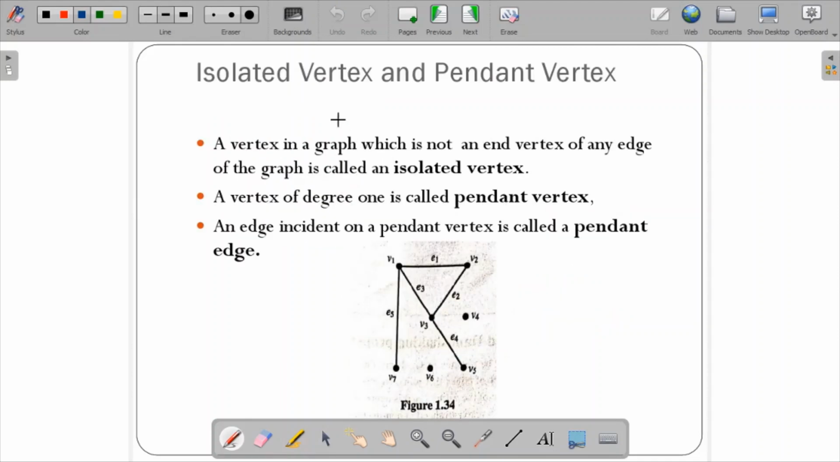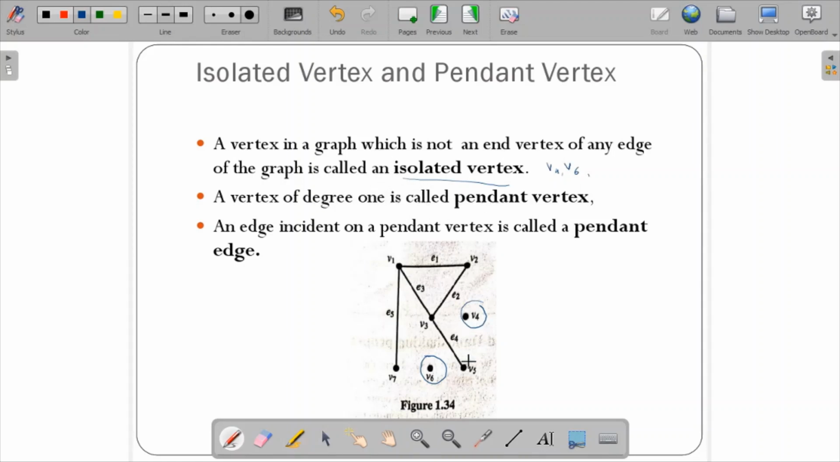Next is based on the isolated vertex and the pendant vertex. An isolated vertex is a vertex in a graph which is not an end vertex of any edge of the graph. That means in this particular graph it does not have any edge incident to it or going out of it, or else it has degree 0, that means there is no edge at all, then it is called an isolated vertex. There is no connection of any edge to this particular vertex. The example for that in this graph is V4 and V6, which are isolated vertices.